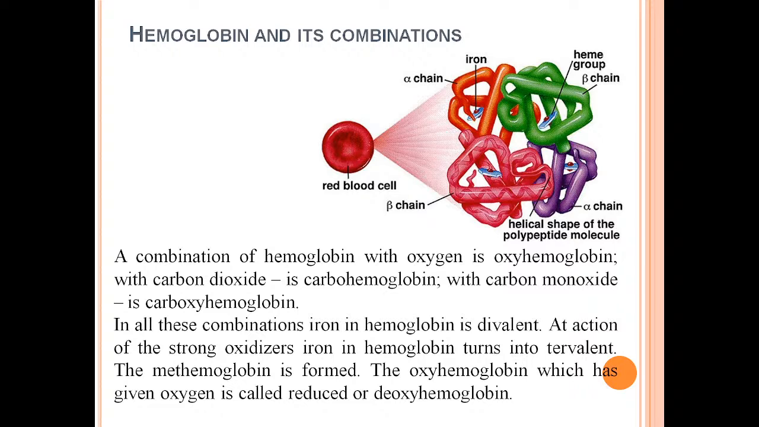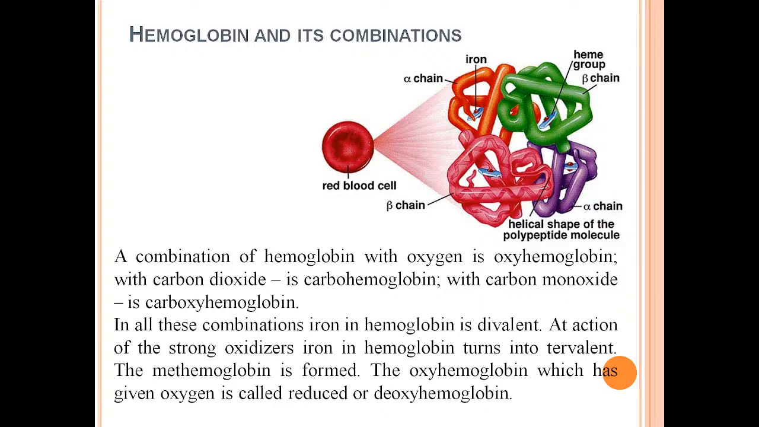Next question, hemoglobin and its combinations. Hemoglobin is a hemoprotein containing iron. 1 liter of masculine blood contains from 140 to 175 grams. Feminine blood has 123 to 153 grams of hemoglobin. Hemoglobin is placed in erythrocytes and makes them red.